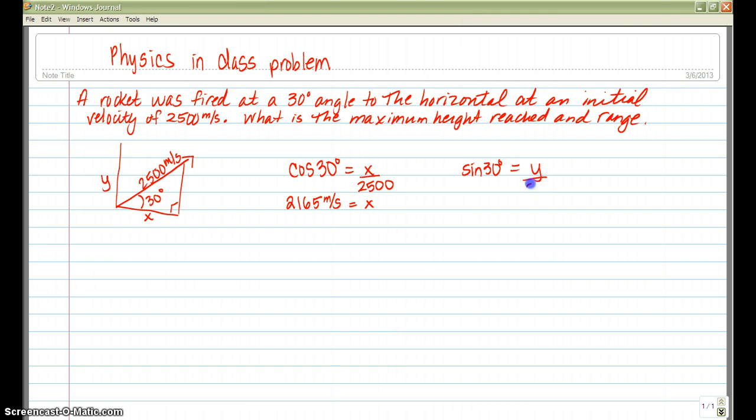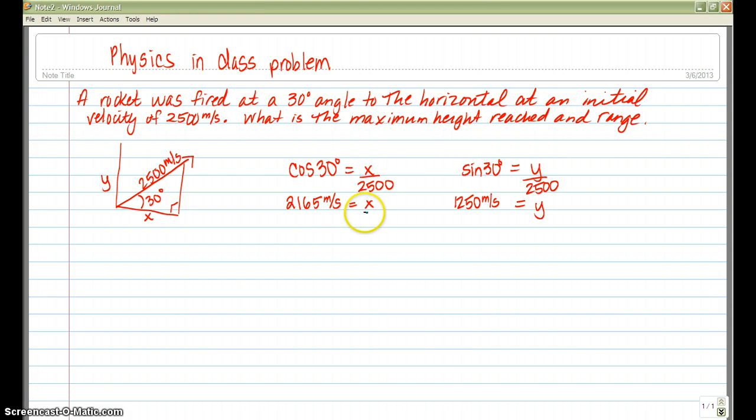Now in the y direction, we can use the sine of 30 degrees is equal to y over 2,500. So again, we're going to solve for y, but this time we're going to use the sine function. So the sine of 30, and take that times 2,500. So for our y component, we know it's going 1,050 meters per second in the y direction.